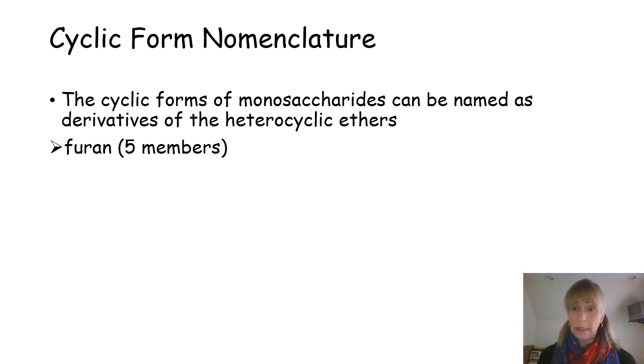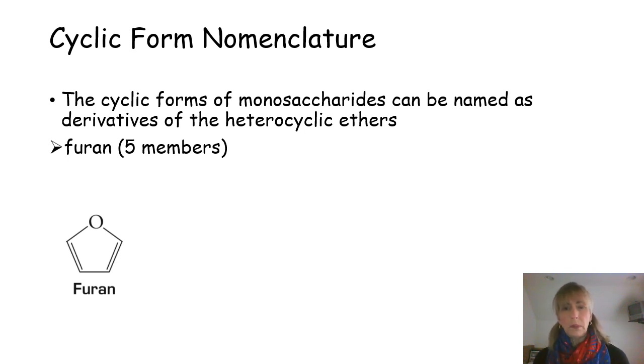Five-membered ring ethers are known as furans. Okay, so this is furan. And you notice when we were looking at those Haworth projections, if we had a five-membered ring, it sort of looks like this furan, except there are no double bonds.